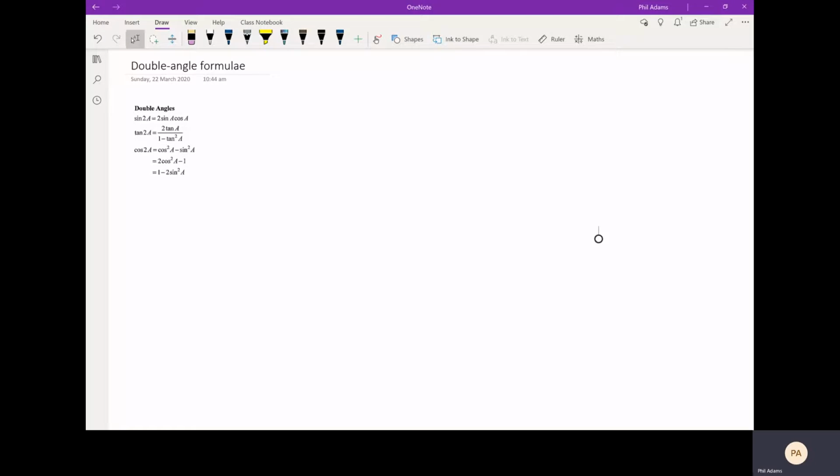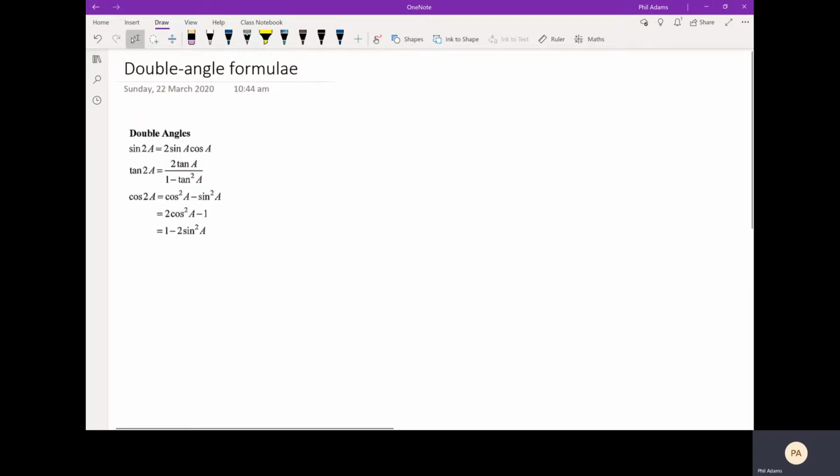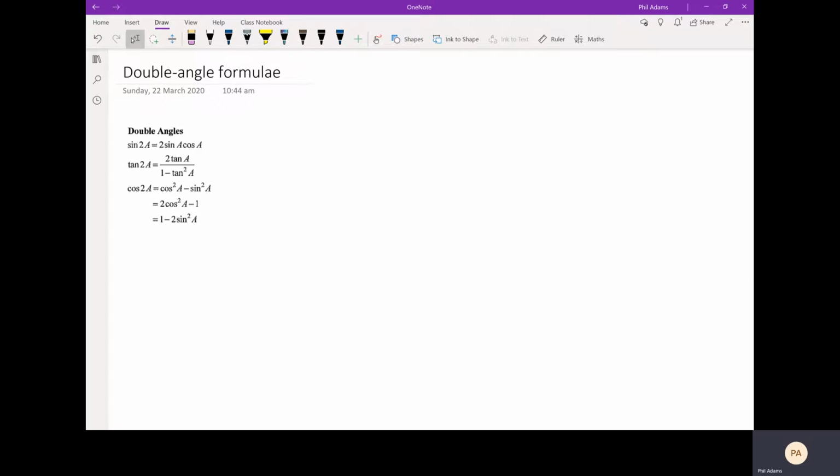Okay, so in this video, we're just going to introduce the double angle formulae. And again, you can see them there. I'll just zoom in a bit for you. Those are the rules as they will appear on your formula sheet. And basically, in this video, I'll just show you where these come from and then how you might use them.